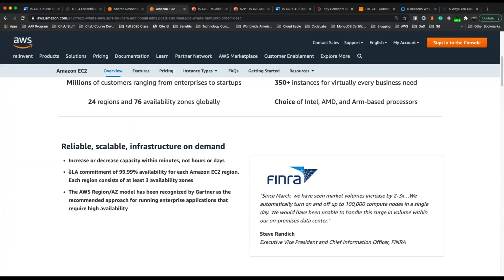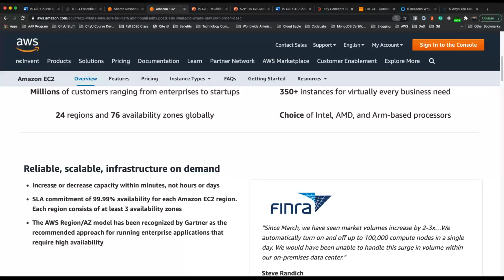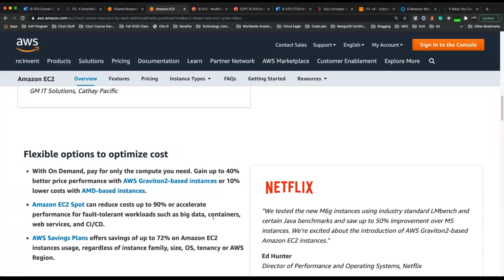So here's an example of a warranty, right? Service level agreement commitment of 99.99 availability, right? So it has that availability percentage, in a way that if it goes below that, they basically are breaching their contract or warranty, right? So this is their guarantee. Okay, let's see.